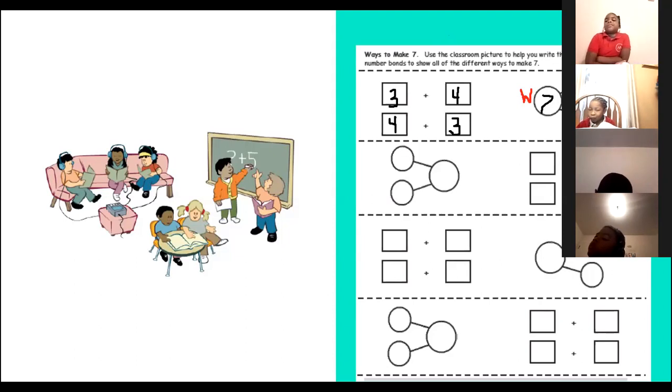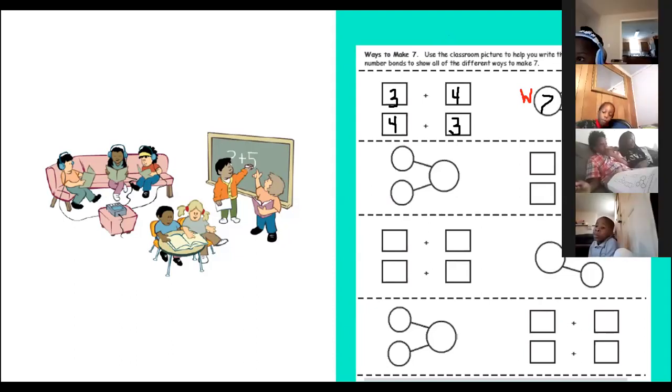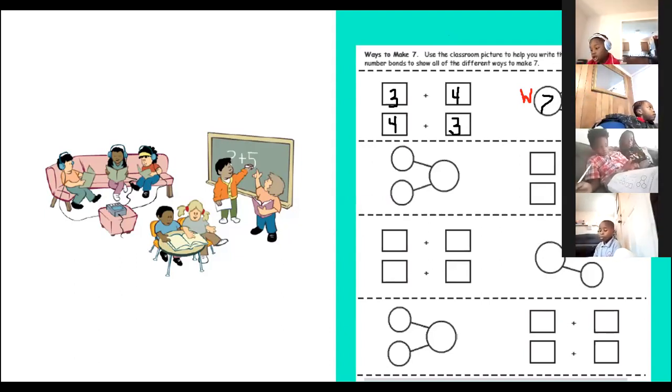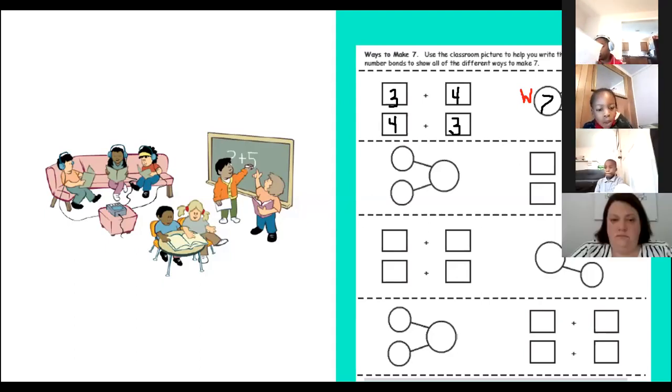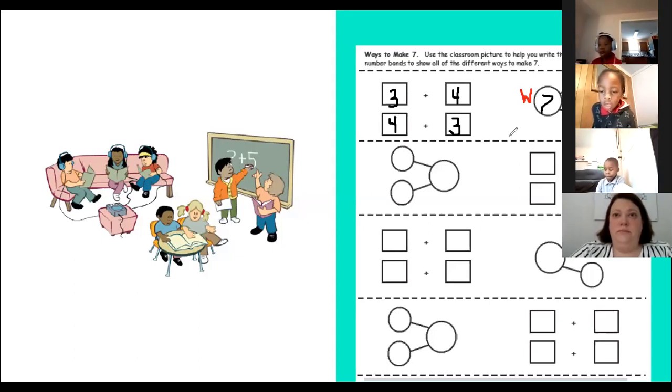So your job is, when we get off of here and you get to Seesaw to upload your assignment, you have to show me 3 more ways that you can make 7 by using this picture. And this picture is also in your book on page 37. Desir, what page is this in your book? 33, 37. Thank you, Desir. Desir just reminded us that it's on page 33 and 37.